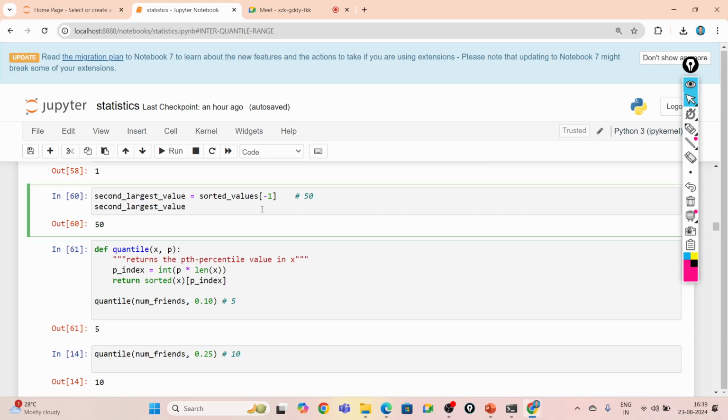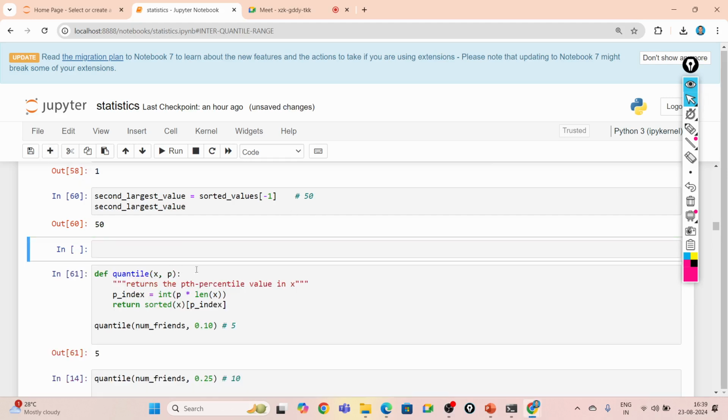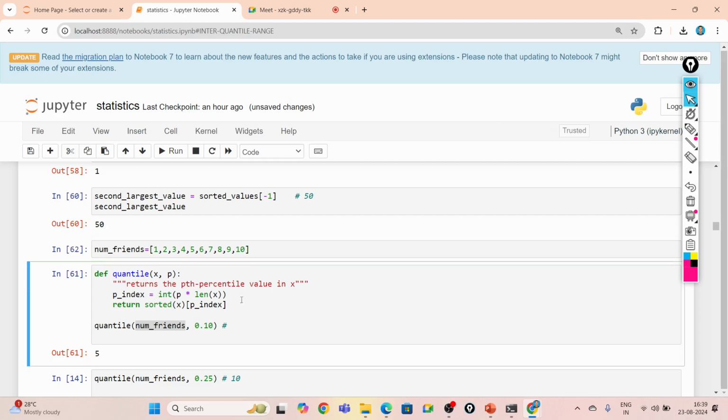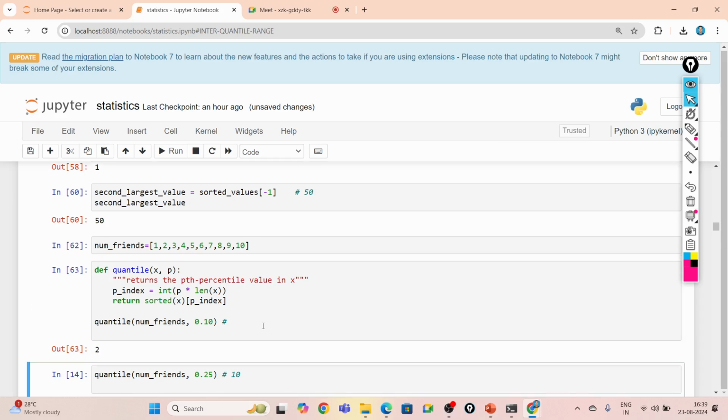Okay, we'll take an example so that you can understand in much more detail. We'll keep it as num friends, and this num friends value we can write on the top, and I'm giving the same values 1, 2, 3, 4, 5, 6, 7, 8, 9 and 10. Now see what is the 10% value. If you run this code, what 10% value will you get? You will get the value 2.